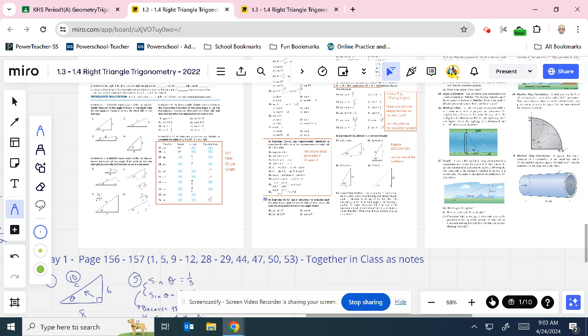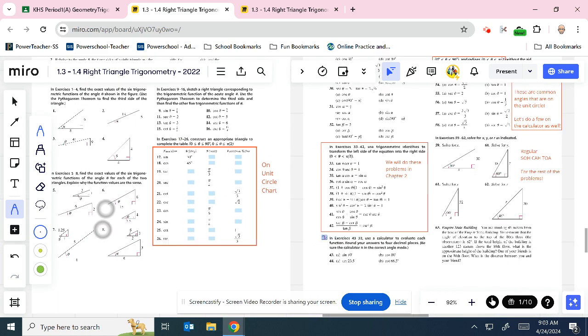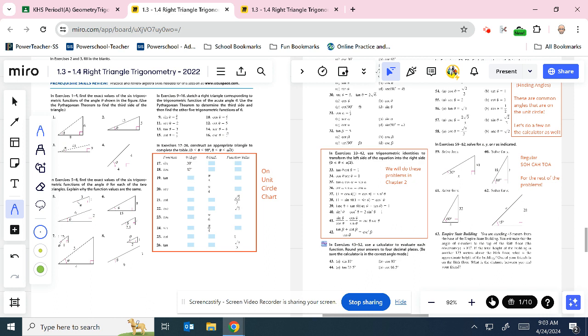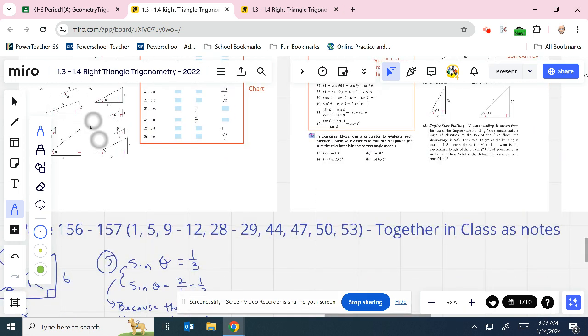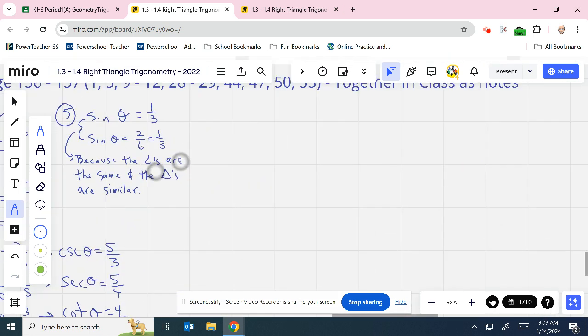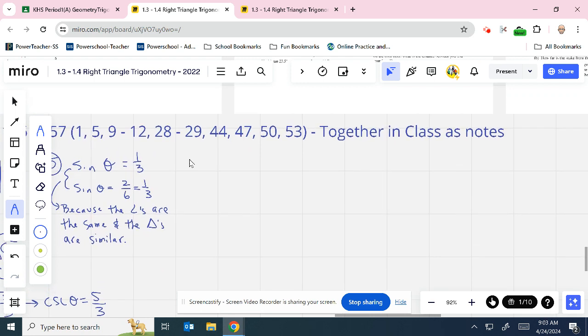All right, 9 through 12. Number 9 says sine is 3/4, and it says sketch a right triangle, use the Pythagorean theorem to determine the third side, and then find the other five trig functions. Did you realize that if they gave you just one trig function, sine of theta is 3/4, you could find all the other six trig functions just by knowing one? Because we know what SOH means. We know that 3 is our opposite side and that 4 is our hypotenuse.